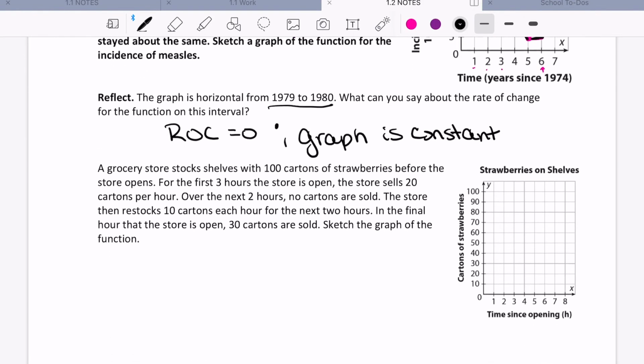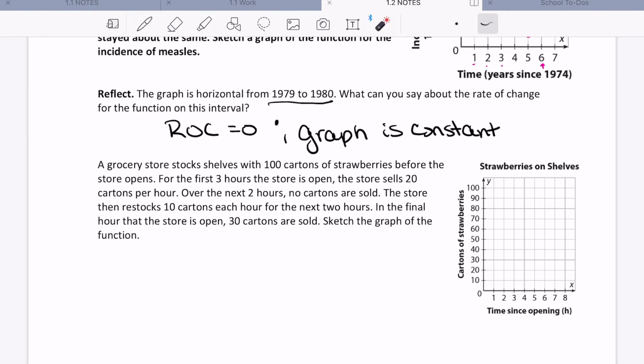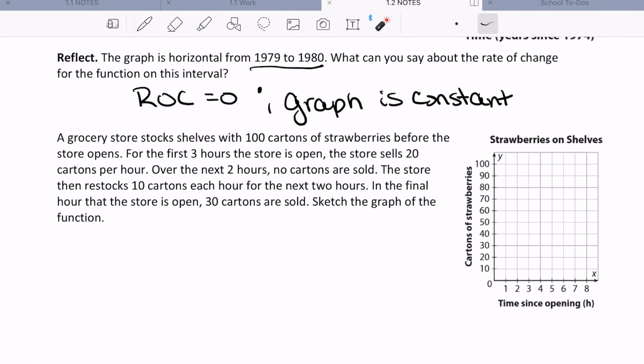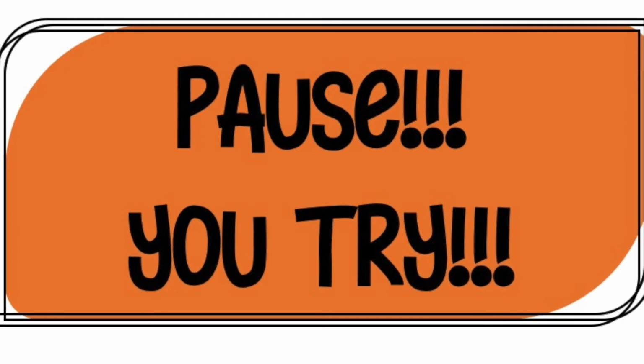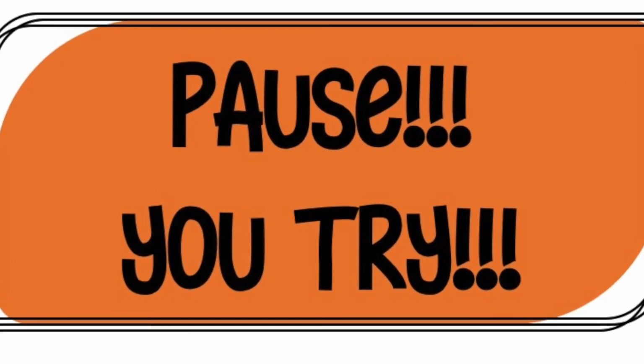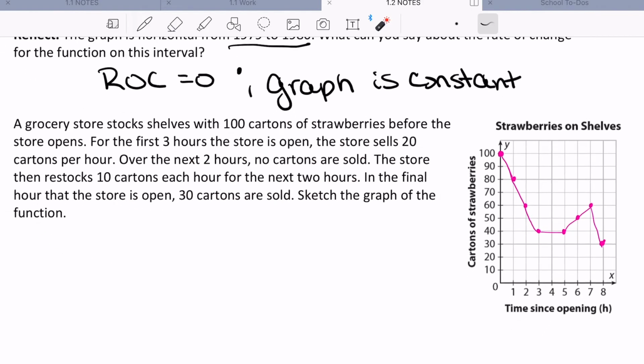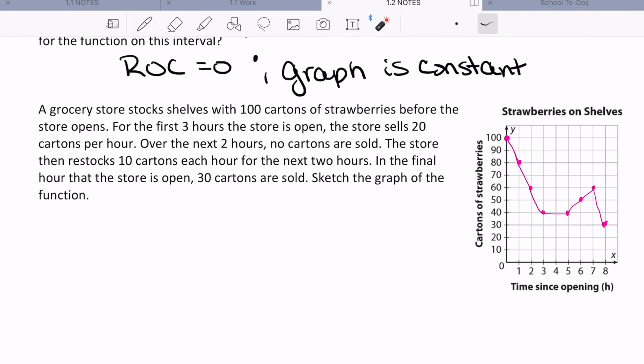Okay. All right. So again, hit the pause button. Try the next example. Graph out the graph for strawberries on shelves. All right, this is what your graph should look like, and this should have been substantially easier to do than the first example we did.